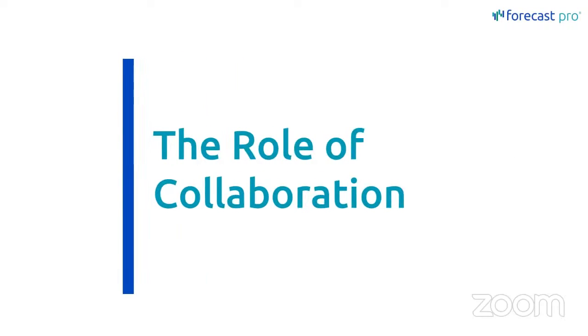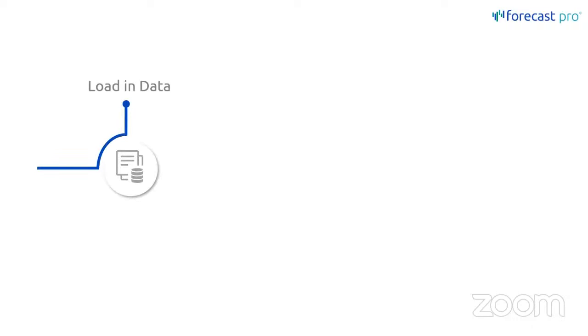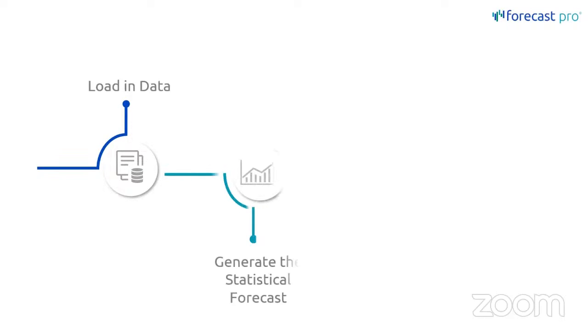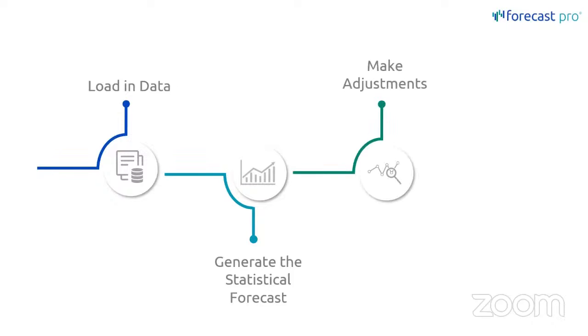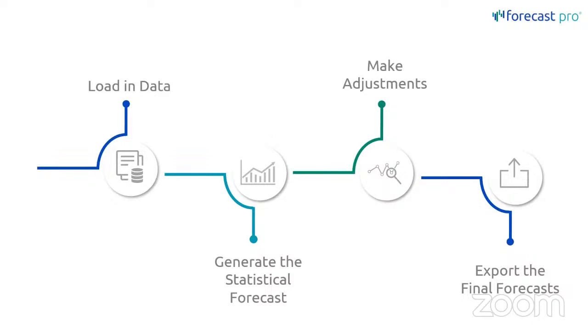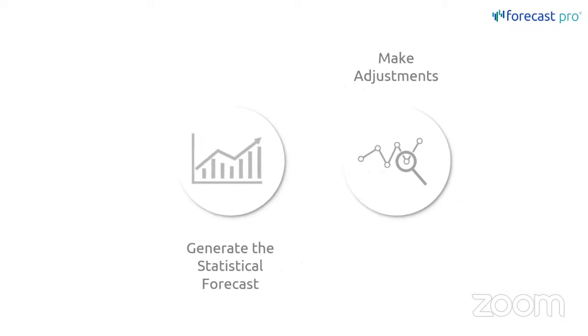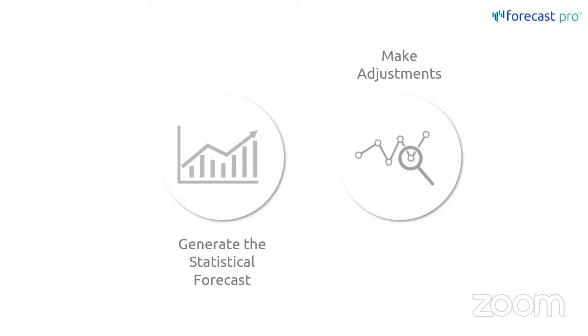So let's look at the role of collaboration in Forecast Pro. In a typical monthly process working in Forecast Pro, you start by loading in the data into the parent project. Then the statistical forecast is generated and reviewed, possibly making any additional statistical modeling changes that you would like. Adjustments are made using the override grid. And after a final review, the final forecasts are exported from Forecast Pro. So in this process, the collaboration really takes place in the middle two options when it comes to generating a statistical forecast as well as making override adjustments.